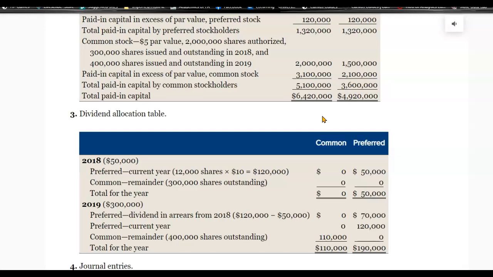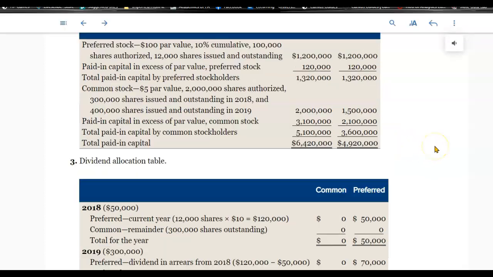So the good news for the common stockholders is in year 2, 2019, they are going to be able to get a dividend. So they have 400,000 shares outstanding and $110,000 in dividends for that common stock. And so that's what's going to be issued. And again, you can also look at it as a per share amount if you want. So you could take the 400,000 shares and divide that into the $110,000, and you'd be able to come up with what the amount per share happened to be.